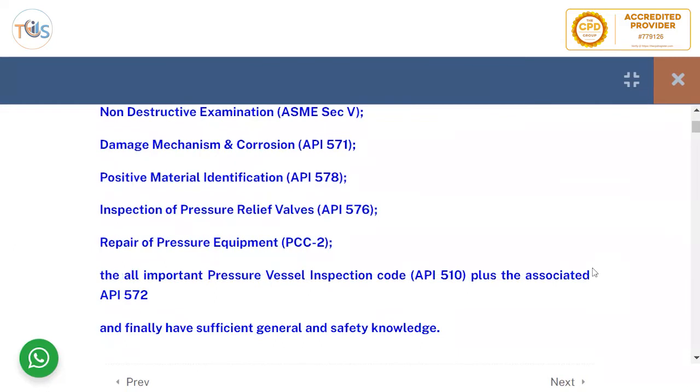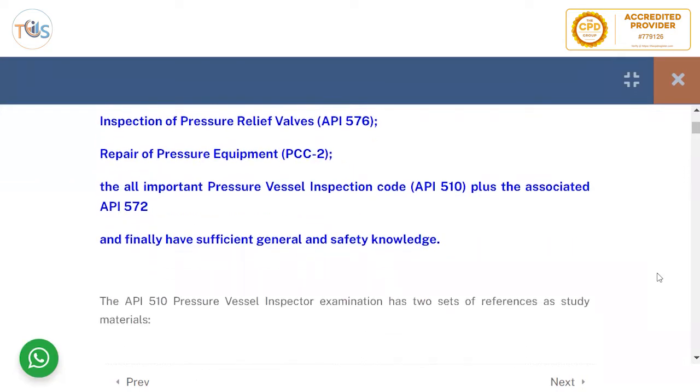Pressure Equipment, PCC2, this is the ASME document, and the all-important Pressure Vessel Inspection Code, plus the associated API 572, Pressure Vessel Inspection Practice, and finally have sufficient general and safety knowledge.